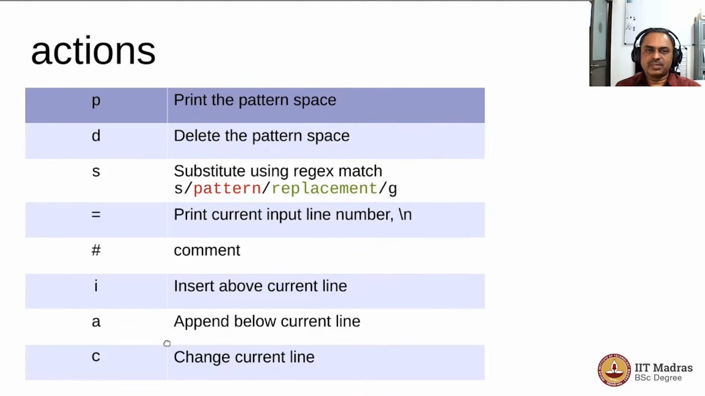The single letter commands or actions are listed here: P for print, D for delete, S for substitute. So the options that have to be given after substitute are the same as what you have learnt in the VI editor session. Equal to is to print the line number. Remember, it will also print a new line character after that. Hash is a comment, so you could use it to include some documentation as a part of your scripts. I is for inserting the line which is above the current position. A is for appending a line below the current position, and C is to change the line, which is replacing the current line.